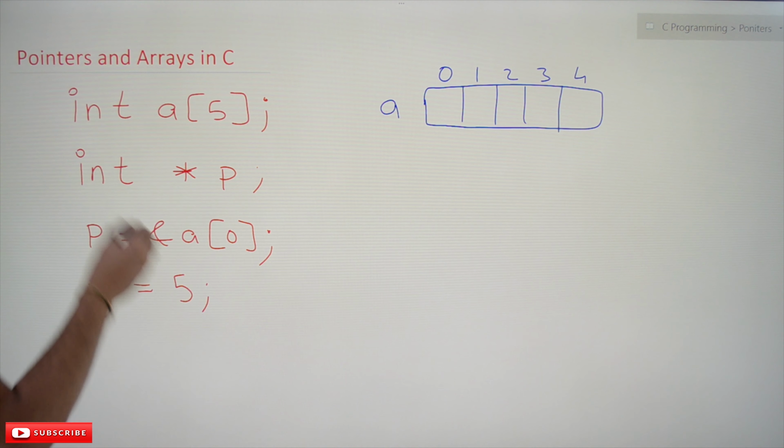So next line of code is int star p. What happened is, we have created a pointer p. Did we assign anything to it? No, we haven't assigned anything to it.